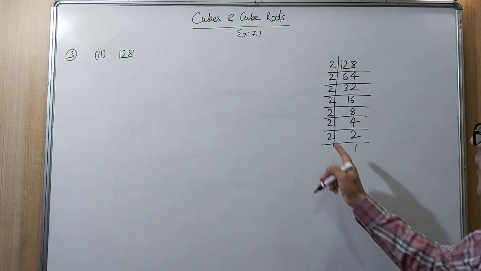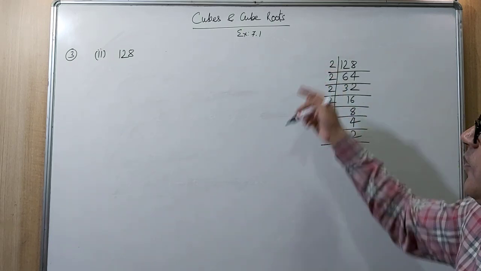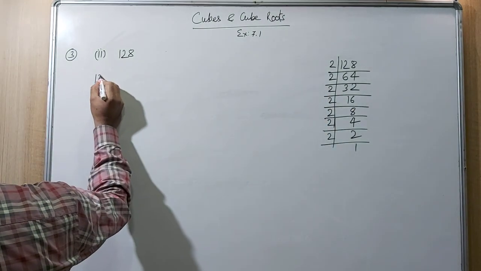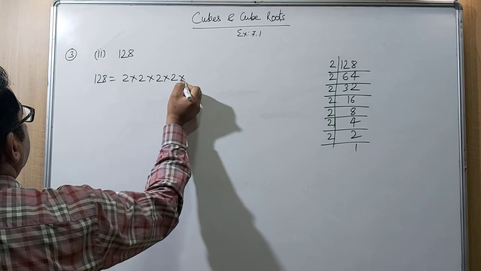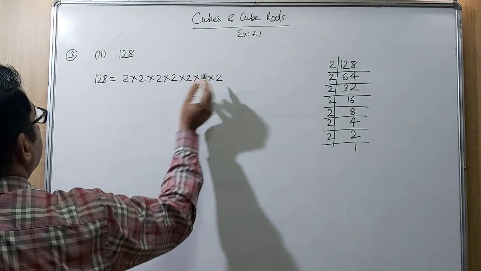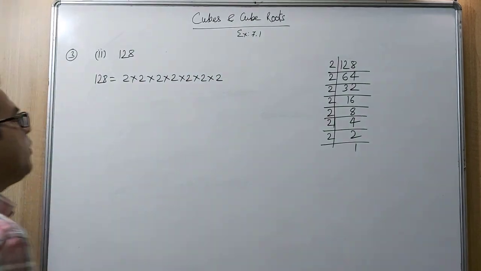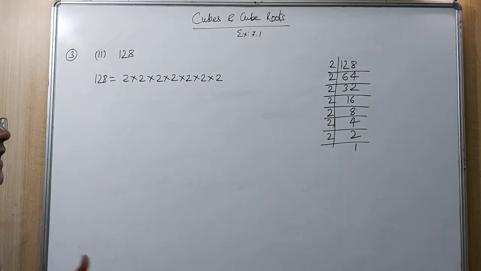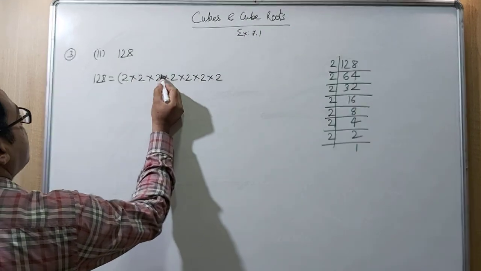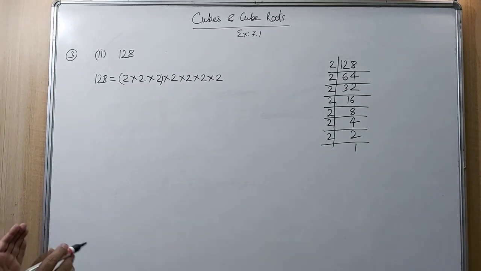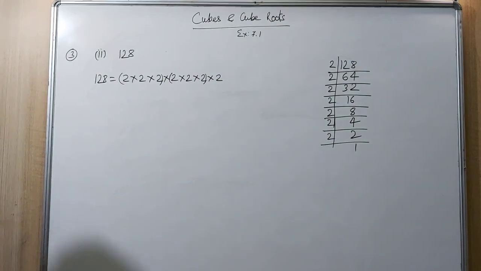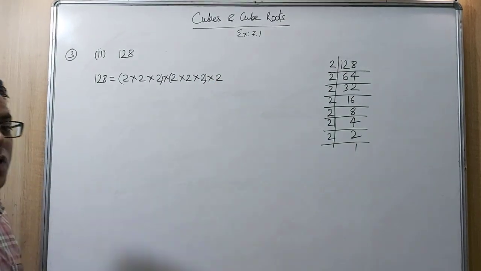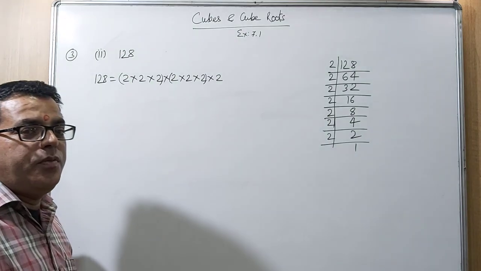So you can see here, 1 2 3 4 5 6 7, we are getting 7 twos here. Now the second step is to make triplets. You can see here, this is the first triplet. I am writing it inside this square bracket. This is the second triplet, and you can see here this 2 is alone. It means it cannot be a part of a triplet.